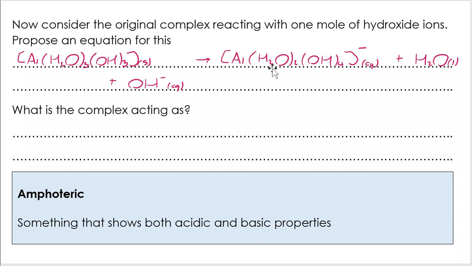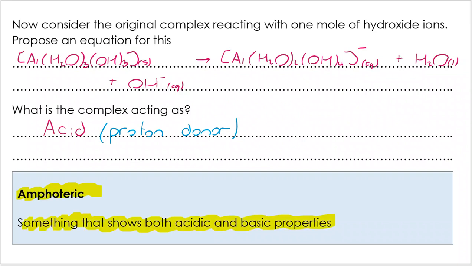So in this case, the complex that we began with is donating a proton, and that means it's acting as an acid. And that takes us to that reminder that when we talk about something being amphoteric, it can act as an acid and it can act as a base.